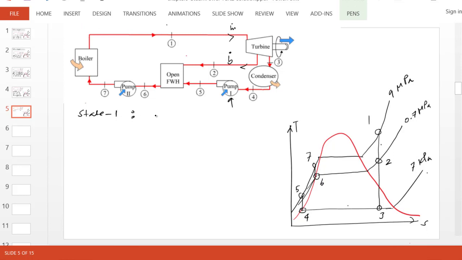State 1, we know pressure, 9 MPa. We know the temperature, and we can use the superheated table to figure out enthalpy, which is 3334, and entropy, which is 6.588.